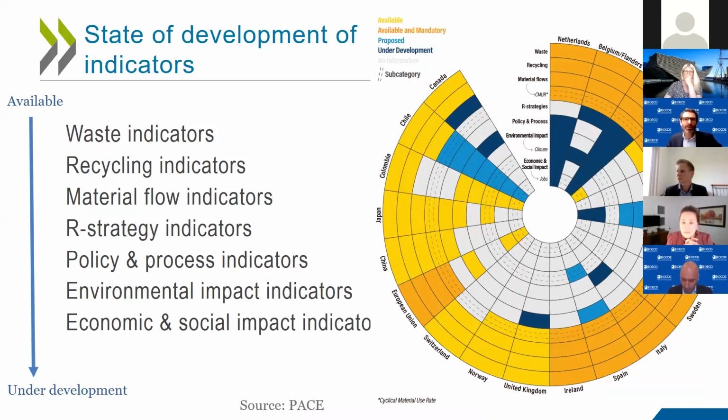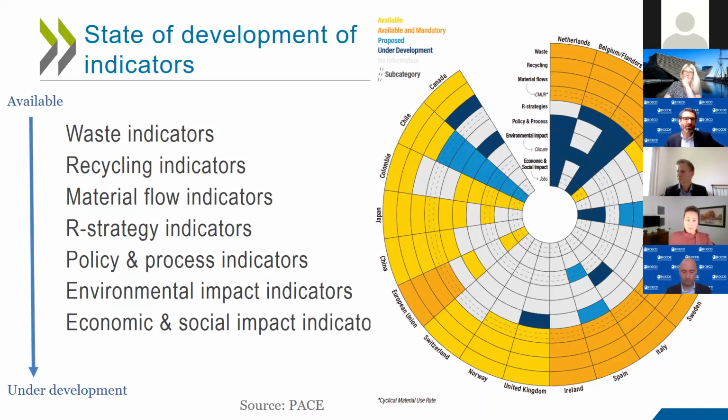And from this, what you can see is that we already have quite some data and indicators available, but they're mostly the input and output indicators. So waste indicators, recycling indicators, material flow indicators, which are becoming increasingly available. But then it becomes more difficult, and we have very little data and indicators that allow us to measure R strategies, as we call them, higher R strategies other than recycling, essentially, so reuse, refurbishment, etc.